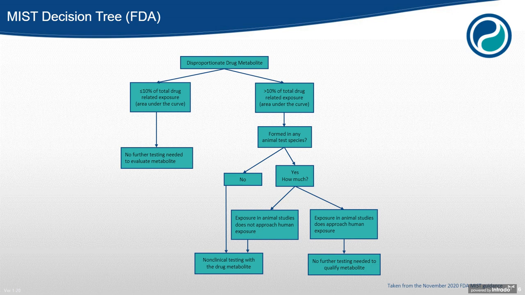Based on our experience of more than 100 MIST studies, that is a rare occurrence. We almost always find at least one metabolite that is greater than this 10% threshold set. So we would expect to find a metabolite that passes this 10% total drug-related exposure threshold. And now we need to determine, is it formed in one of the animal test species, and is it formed at levels equivalent to or greater than the exposure in the human?